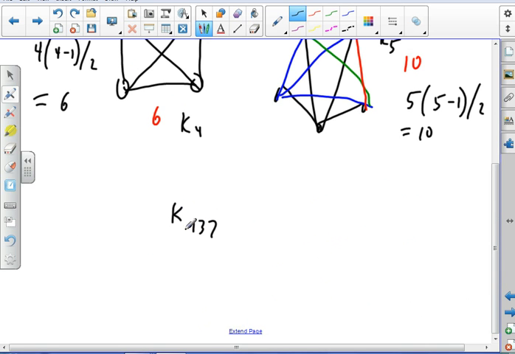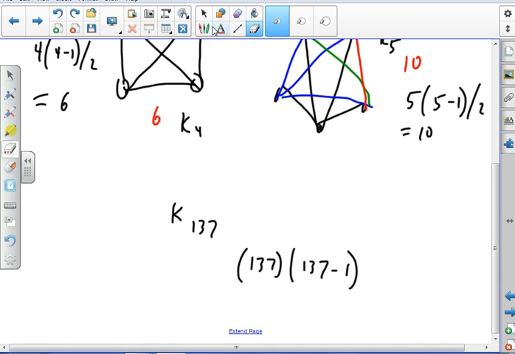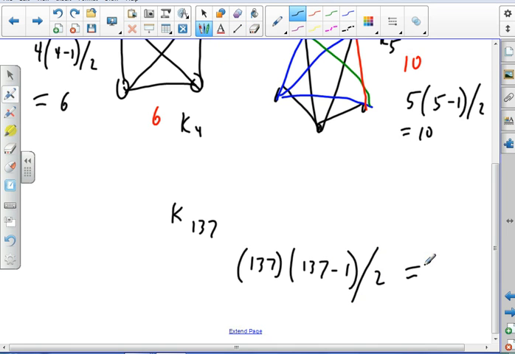So if I have K137, I have 137 vertices, all of them hooked up to each other. So 137 times (137 minus 1) divided by 2 gives me the number of edges that I have. Wouldn't it be better if I wrote it so it looked like math? So 137 times 136 divided by 2. I've got 9,316 edges.